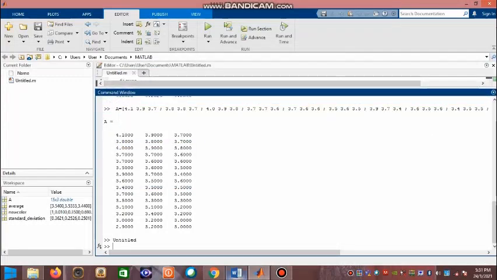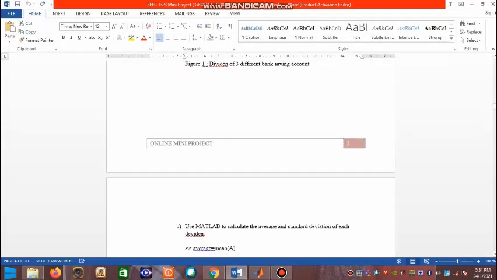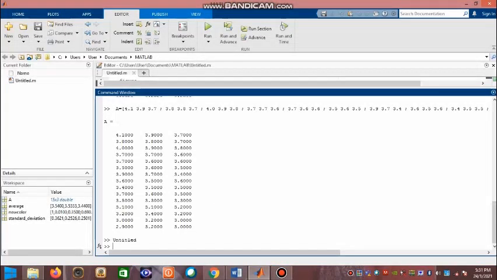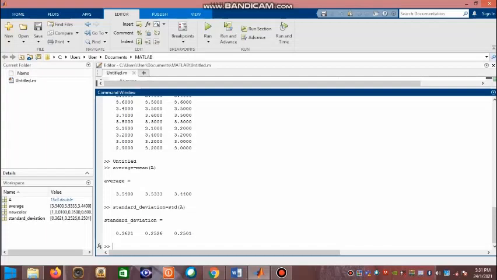Next, for question B, the question told us to calculate the average and standard deviation of each dividend. The average is also the mean of the data in the table. So if we calculate the mean of the data, we can get this average, and if we calculate the standard deviation of the data, we can get this standard deviation.